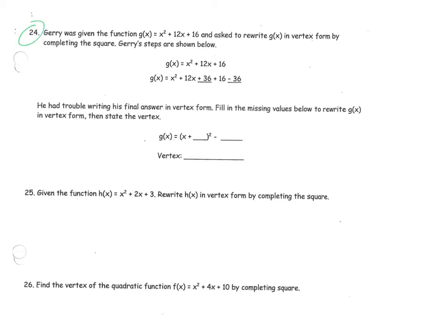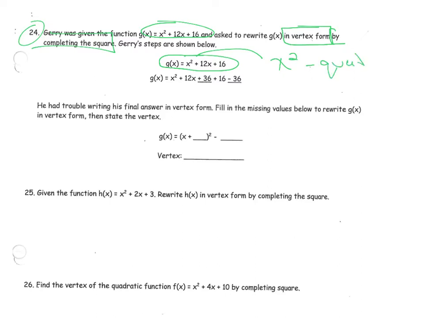So we have Jerry was given the function x squared plus 12x plus 16, and he was asked to write it in vertex form by completing the square. These were the steps shown. So he wrote out the first equation. This is a quadratic because of the x squared. We're completing the square for a quadratic. And look at his next step. What do you notice differently now than what we've done in the past? So in his next step, he has a plus 36, then a minus 36.